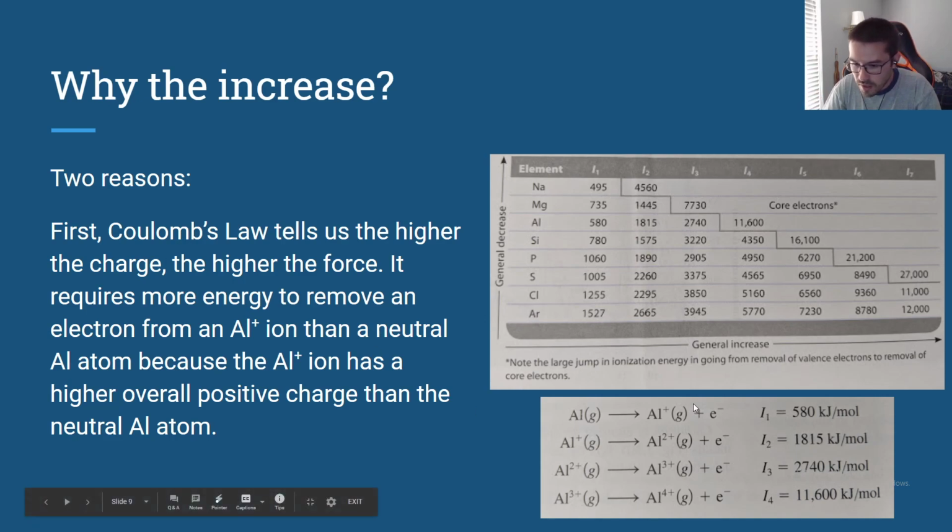So it really does make sense. If you just take a look here, right? Let's look at these first 2 ionizations, right? In the first one, we have a neutral aluminum atom, which has an overall charge of 0. Okay, it's a neutral atom. The ionization energy, so the amount of energy required to pull an electron off of aluminum is 580 kilojoules per mole.